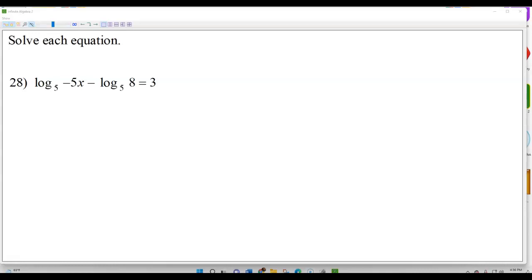All right, so for numbers 28 here, what 29 looks like. It's kind of similar, I guess. Anyway, for 28 and 30, we're going to be using the log properties. And you know that you need to use the log properties when you have more than one log on the same side of the equal sign.